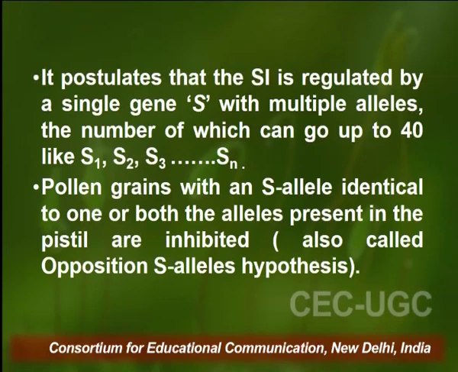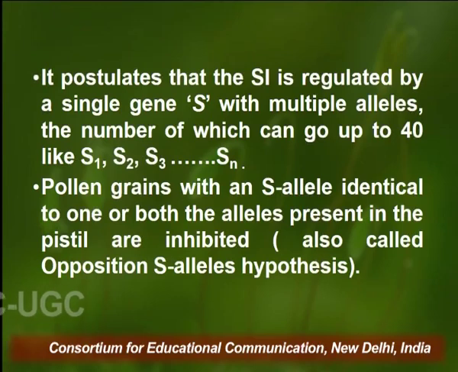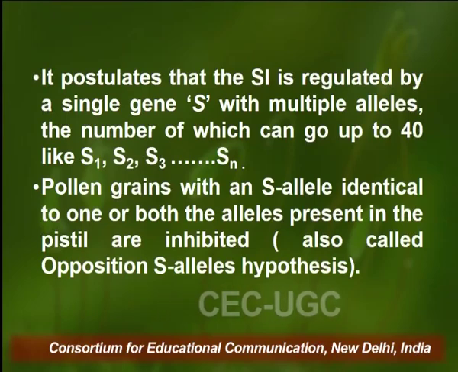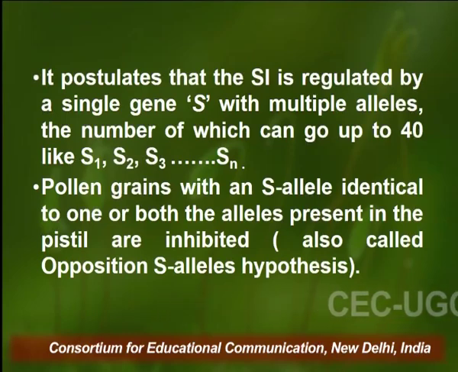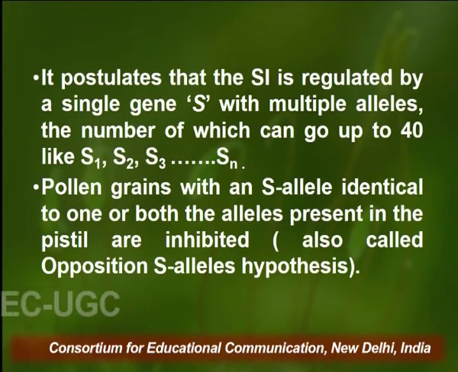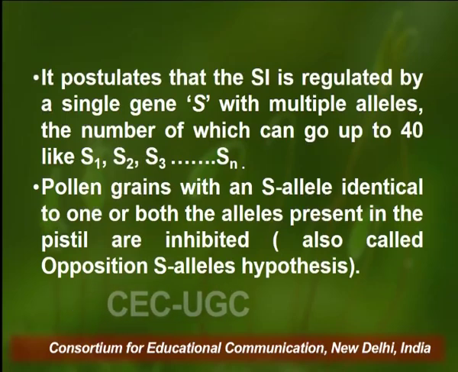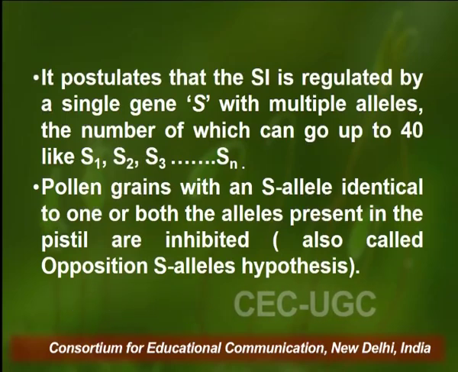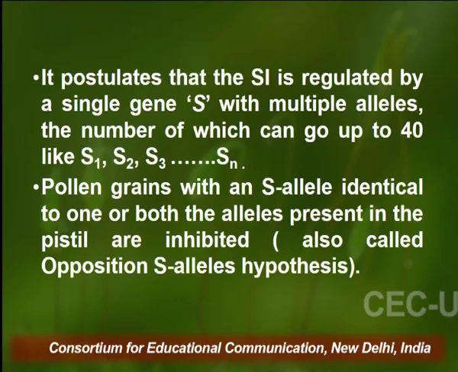So we have S1, S2, S3, S4, S5, so on and so forth. And pollen grains with an S allele, if the S allele is identical to one or both of the alleles present in the pistil, then the pollination and hence germination is inhibited. So this is also called the opposition S allele hypothesis, right?